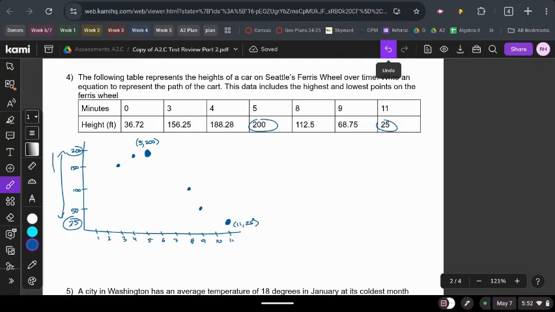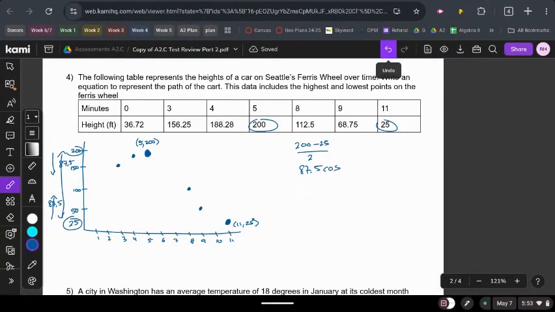Dividing that by 2 tells me the amplitude, which is 87.5. And so again, that's taking the 200 minus 25 and dividing it by 2 to get 87.5. I'll try and go in order this time.